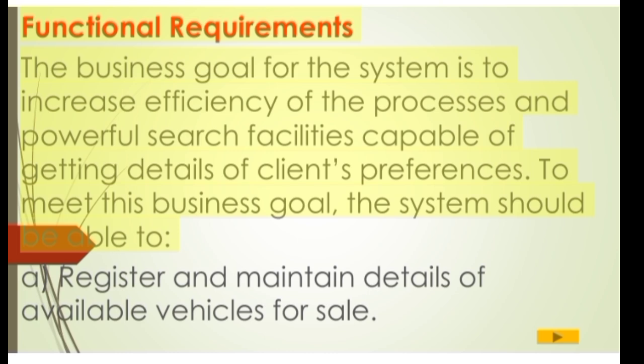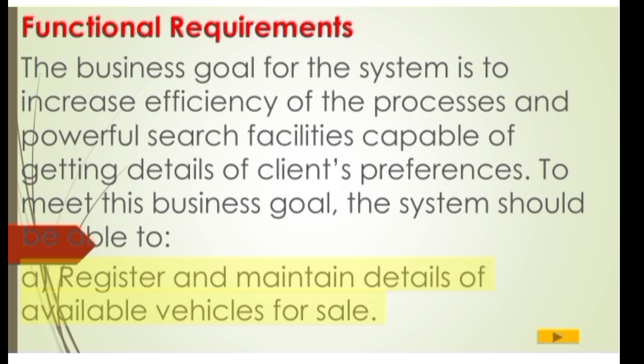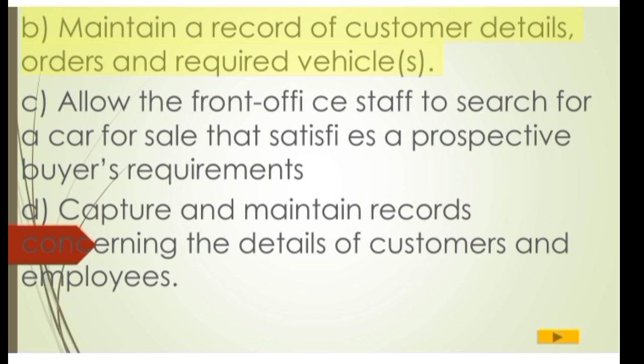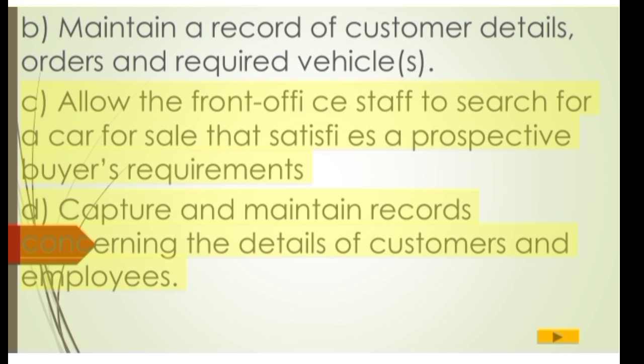To meet this business goal, the system should be able to: A. Register and maintain details of available vehicles for sale. B. Maintain a record of customer details, orders and required vehicles. C. Allow the front office staff to search for a car for sale that satisfies a prospective buyer's requirements. D. Capture and maintain records concerning the details of customers and employees.